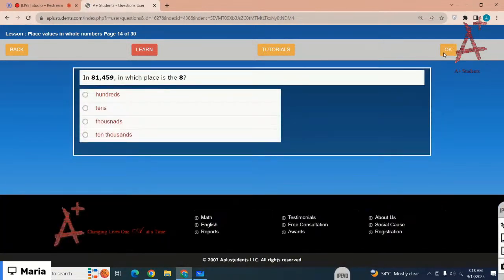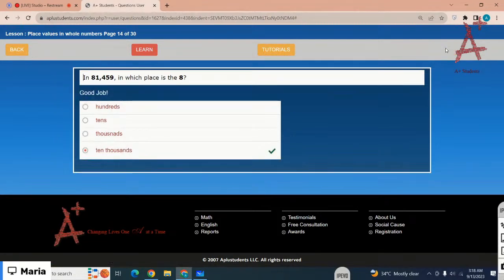In 81,459, in which place is the 8? Which is the correct option? Very good. The 8 is at the 10,000 place, right?